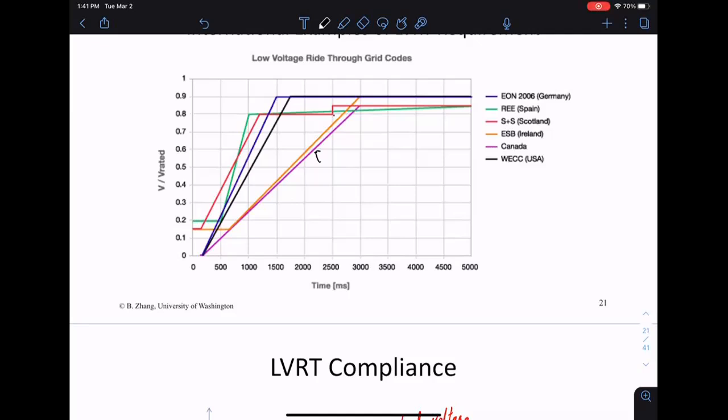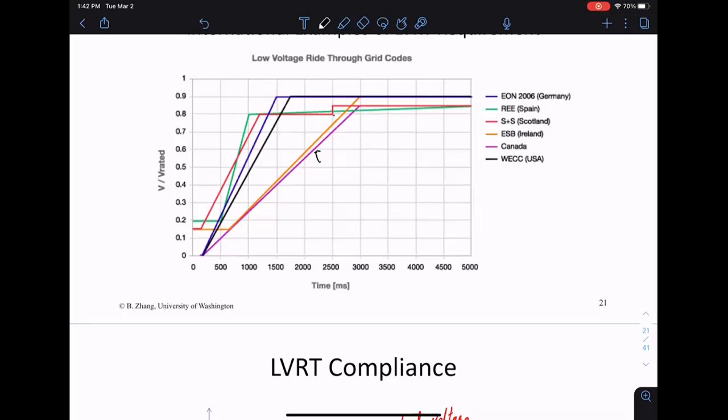So if you are able to satisfy Canada's requirement, you can satisfy others. The way to read this curve is that the lower right corner is harder for the turbine to follow, because for all the voltage events that happen in this area, you have to be able to ride through.